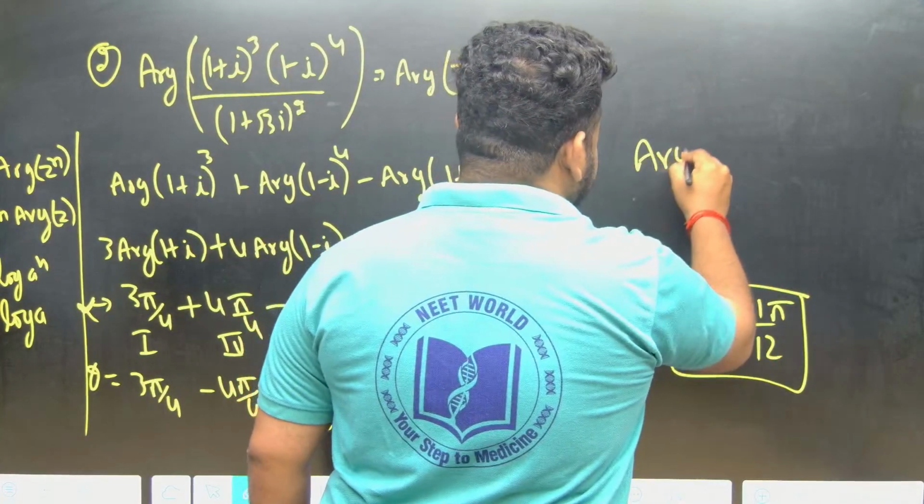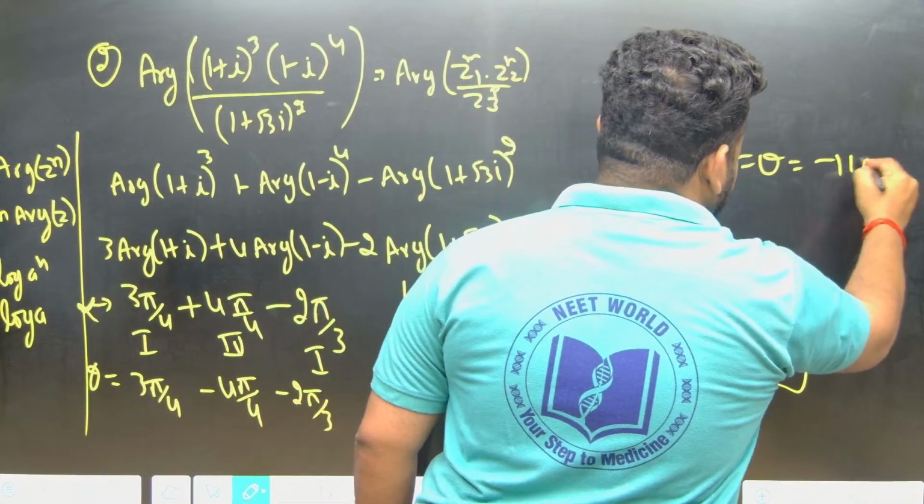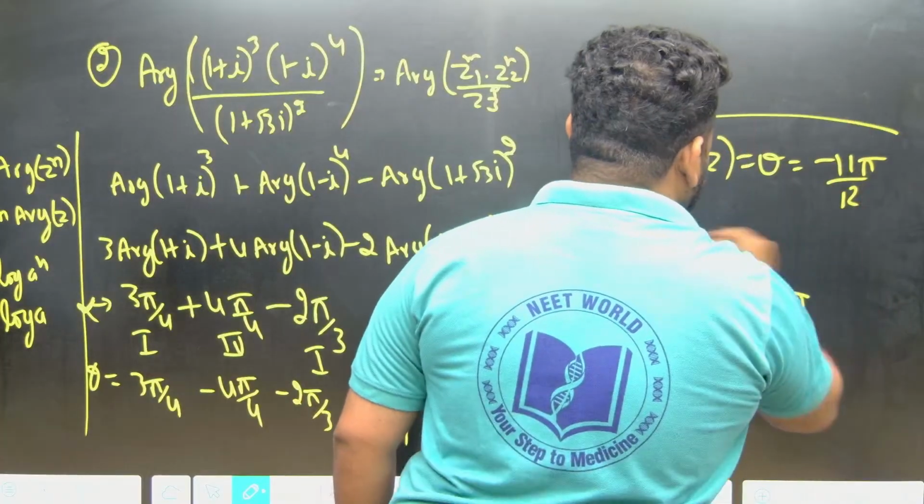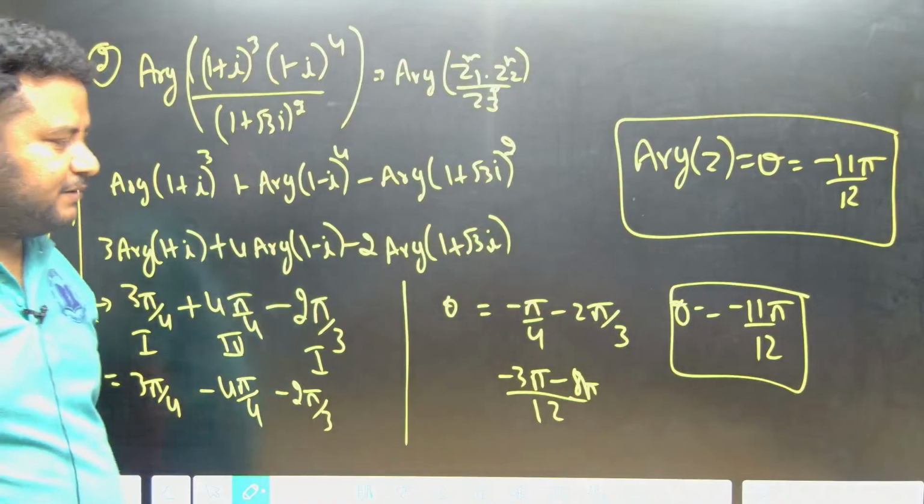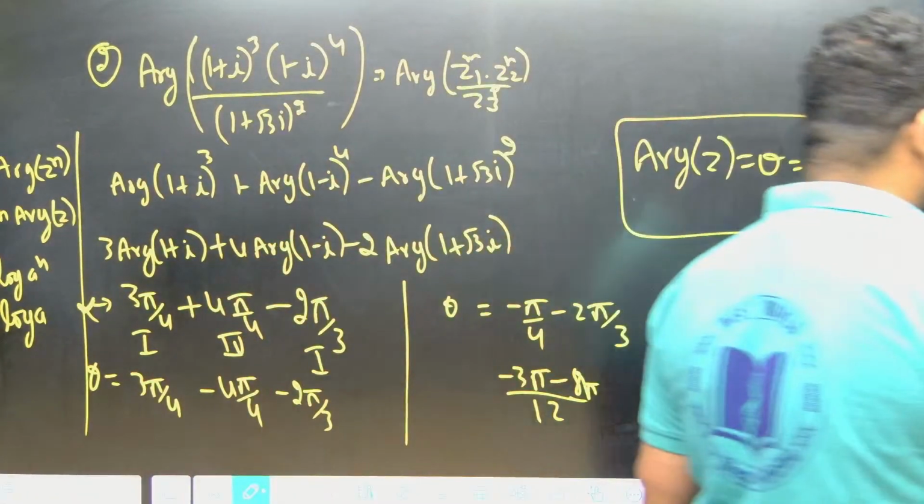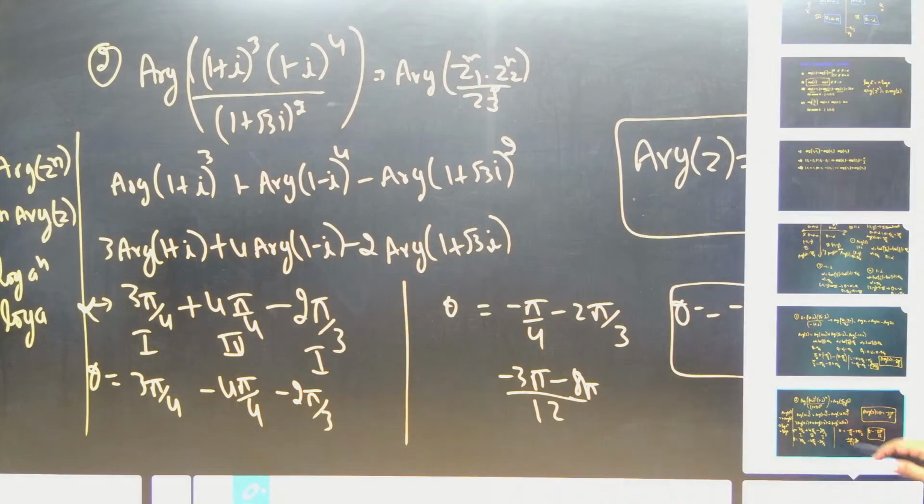So the argument of Z is equal to theta, that is nothing but minus 11 pi by 12. This is how we will solve this question. Clear, friends? That's all about the concept of argument. Okay, let us proceed.